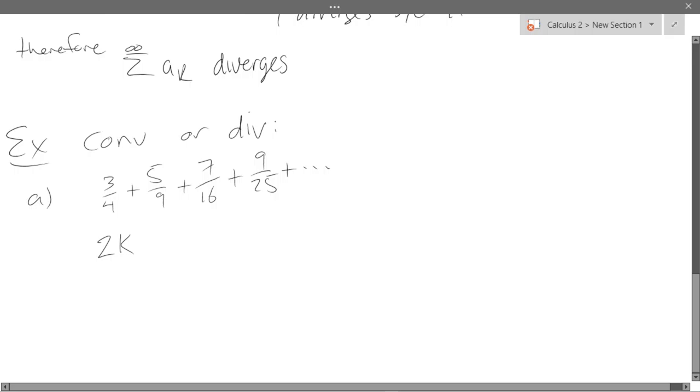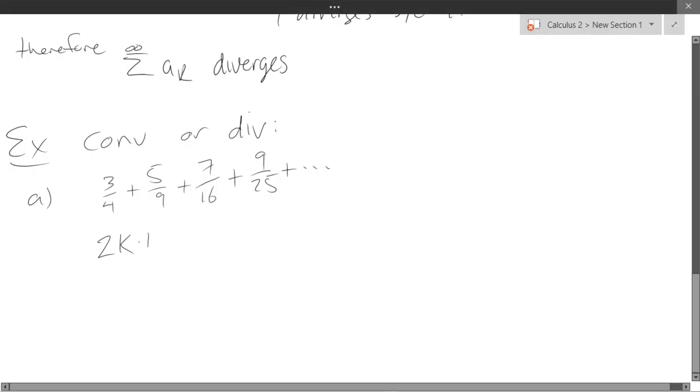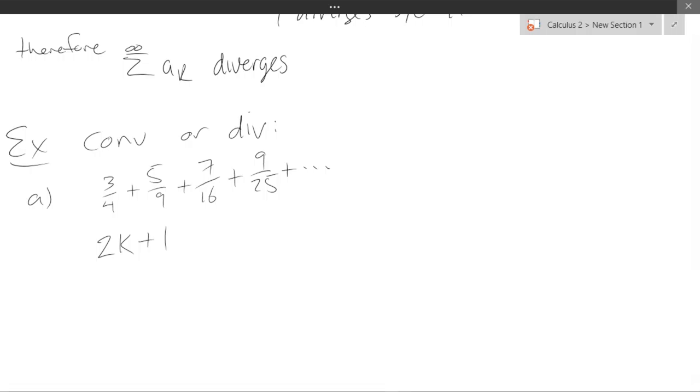When k is 1, we'll get 2. K is 2, we'll get 4. K is 3, we'll get 6. And then we go plus 1. So I need the odds. This would be all the even numbers, 2 through infinity. If I want odds, I just take the evens and I either add 1 or subtract 1. So just get the right numerator.